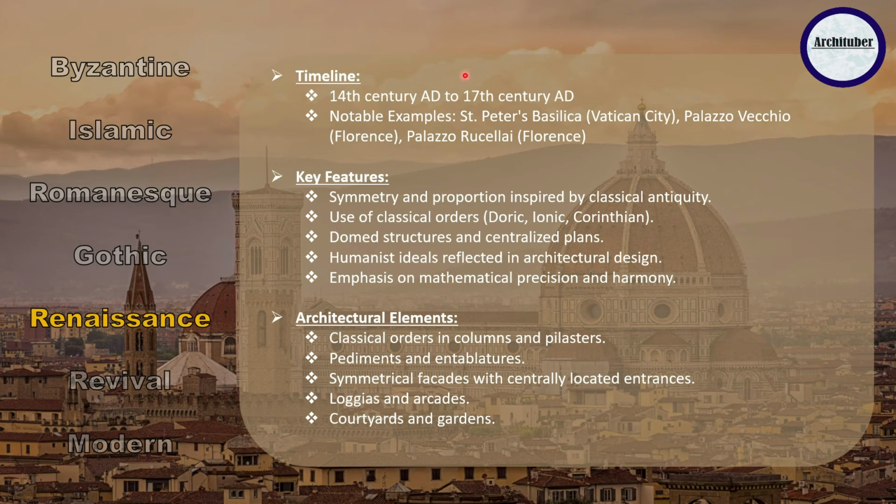Now Renaissance, from the 14th century AD to the 17th century AD. These are some of the examples. Then discussing the key features: symmetry and proportion inspired by classical antiquity. Use of classical orders like Doric, Ionic and Corinthian. Do let me know in which timeline we discussed Doric, Ionic and Corinthian orders. Dome structure and centralized plan. Humanist ideals reflected in architectural design. Emphasis on mathematical precision and harmony.